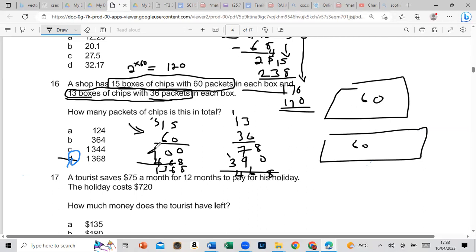We find the total that would be in the 15 boxes if it was 60 each, and we got 900. Then we work out 13 boxes at 36. Sir, I did multiply 36 by 13. I got 468. Remember, you want to find how many in all. So add the 900 that you got and the 468 that you got, because you need the total. What does total mean? Everything combined.